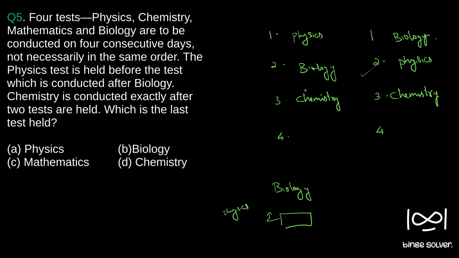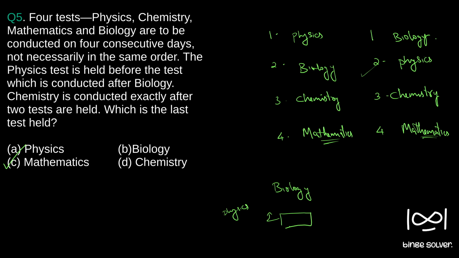So if you see, in both these scenarios, the only possibility for the last test is mathematics. So if you argue on the given information, it means this or this, and in whichever case, our answer for the last test held will be the same: mathematics. So option C is the correct answer for question 5. Solution to question 5 is C, mathematics.